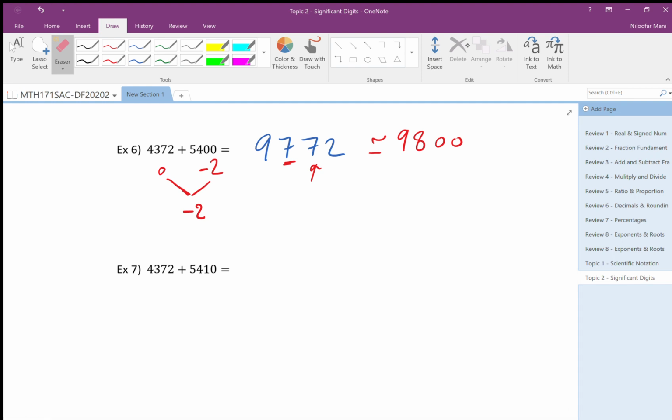How about the next one? For the next one, I do 0 because I don't see any zeros, so it's just 0.